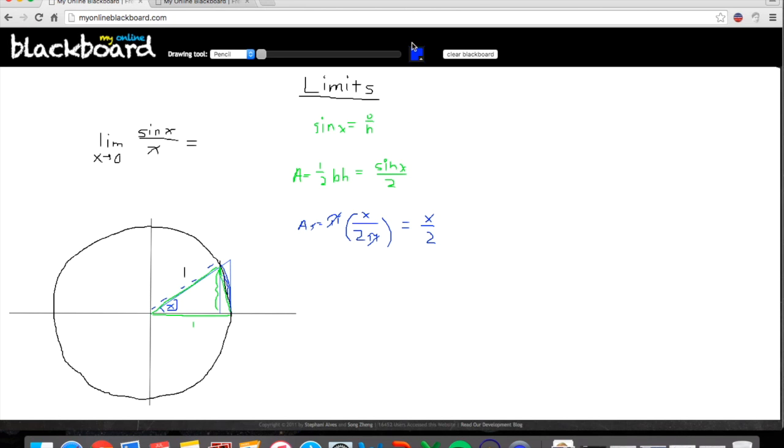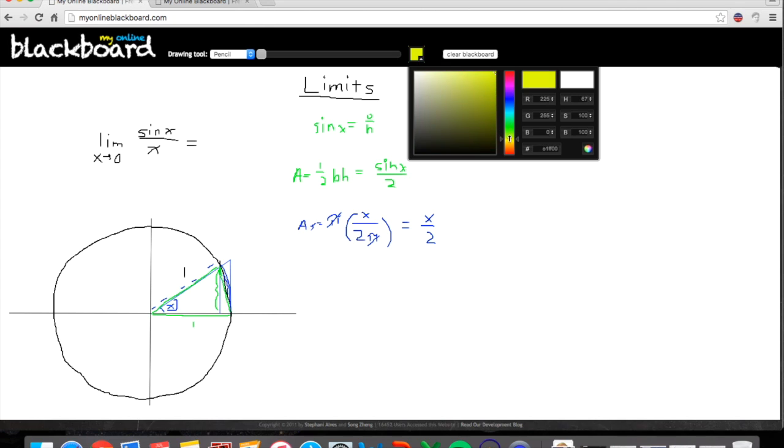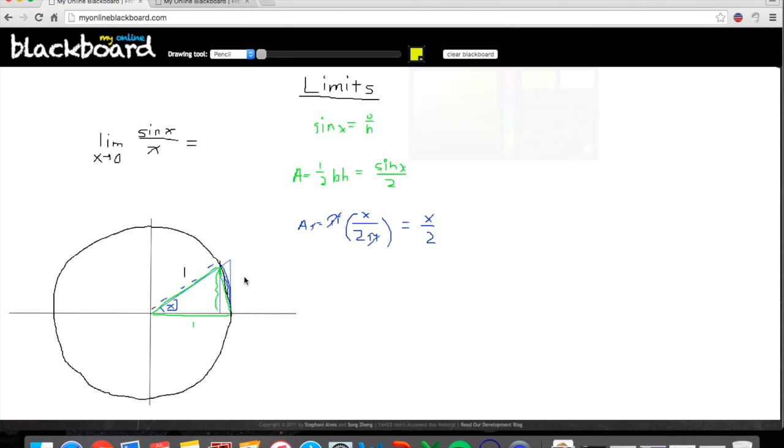Now the last one I want to find, and I'll do this in yellow, is the area of this outside triangle. I know it's getting a little bit messy, but this triangle over here. We know that it's 1/2 base times height, and we know that our base is 1, but our height is this over here.